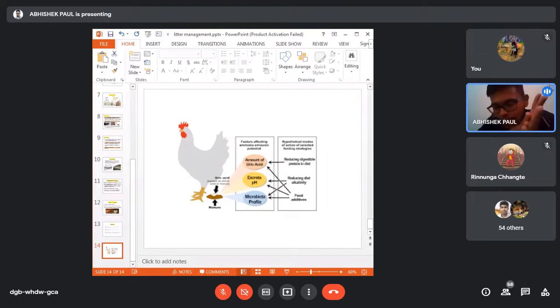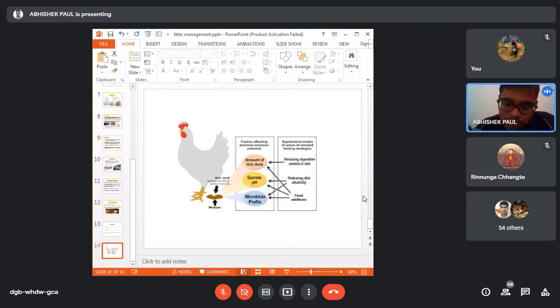That's why litter management is very important in order to reduce the ammonia gas emission from the poultry litter. If you can control the moisture level, then the ammonia gas will not form and the diseases will not occur. That's why the moisture content of the litter is very important.